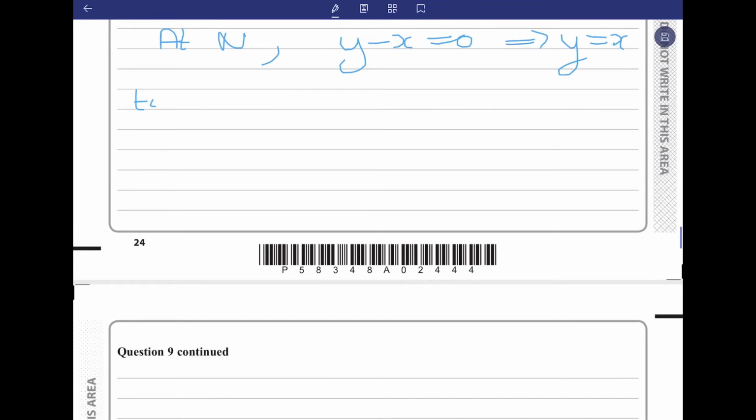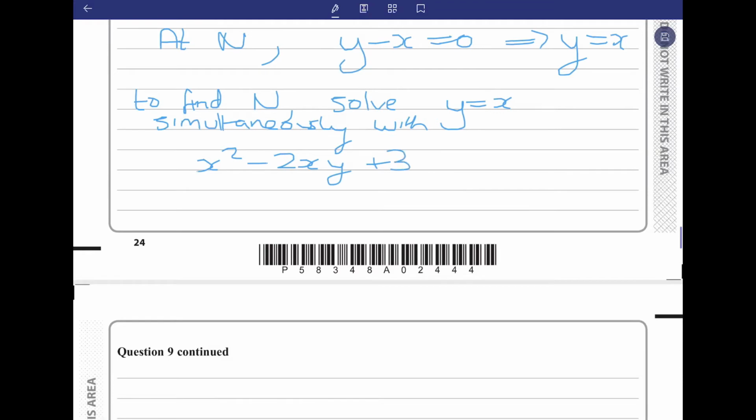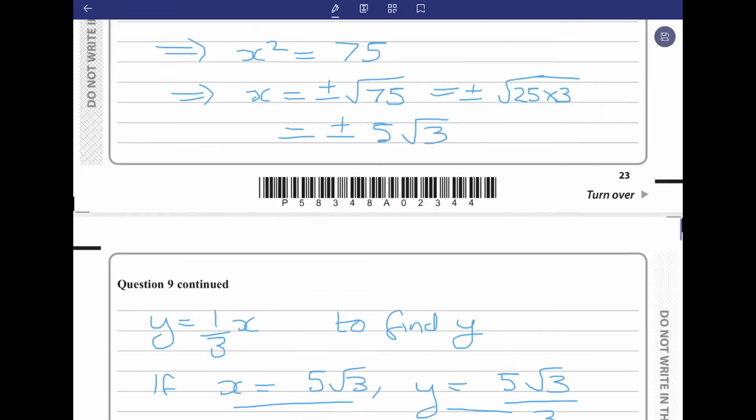So to find n, solve y equals x simultaneously with our original curve, x squared minus 2xy plus 3y squared equals 50. And don't forget, we'll get two solutions just as we did above here.